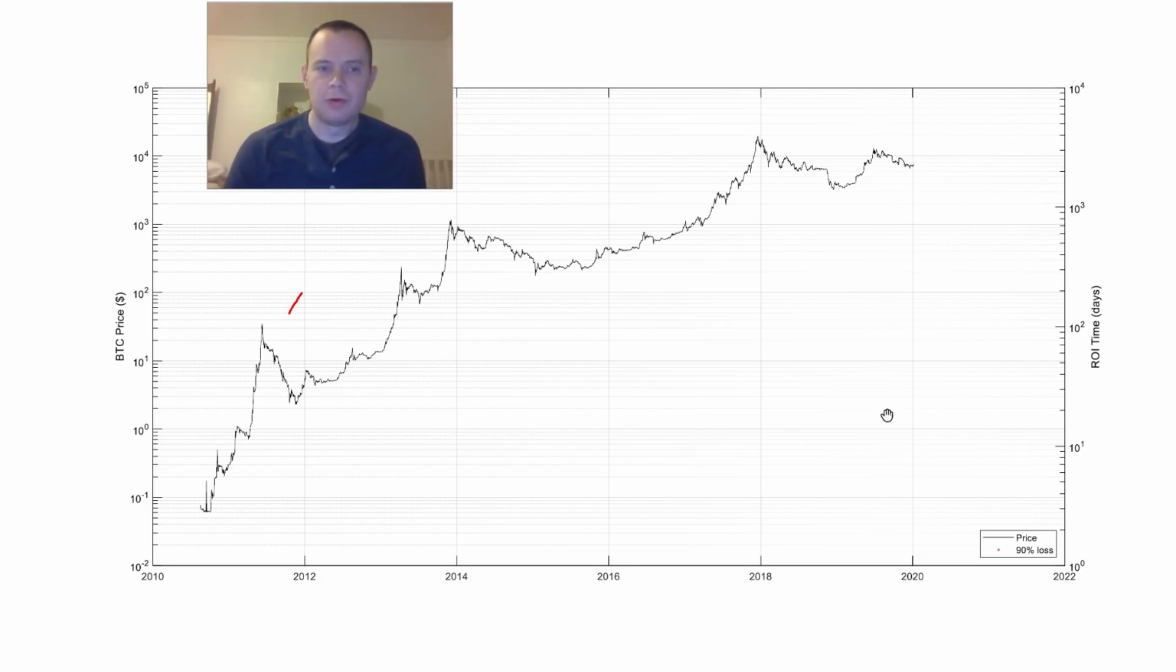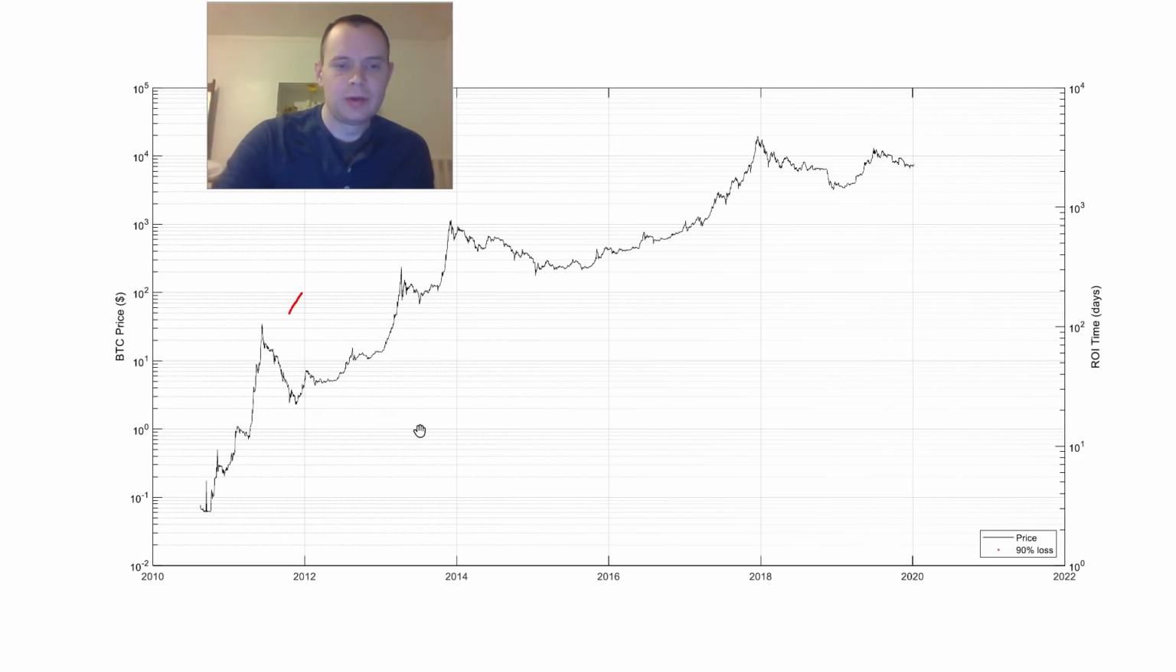So, one of the things that we looked at in the past was the price of Bitcoin, the ROI time, and the time to double or quadruple, or all the way up to 100x your investment. Well, one of the other ways we can look at this is what is the time needed to realize a certain percent loss on your holdings. So we still have the ROI time, but we're looking at 90% losses.